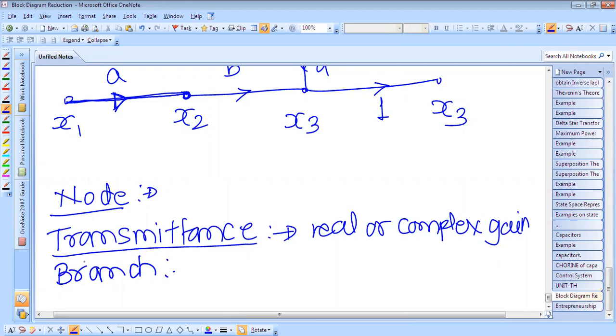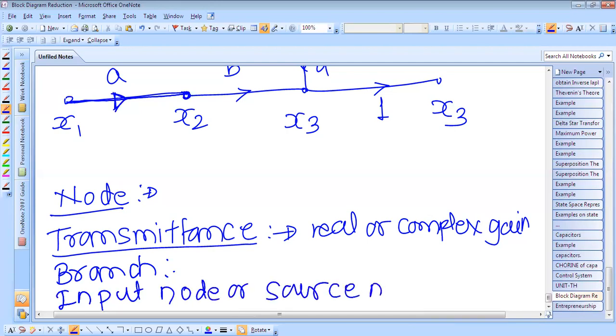Next is the input node, which is also called the source node. The input node or source node is a node which has only outgoing branches. So x1 is the input node because it has only outgoing branches, and there is no incoming branch to this node x1. So we can call it an input node, or a source node.